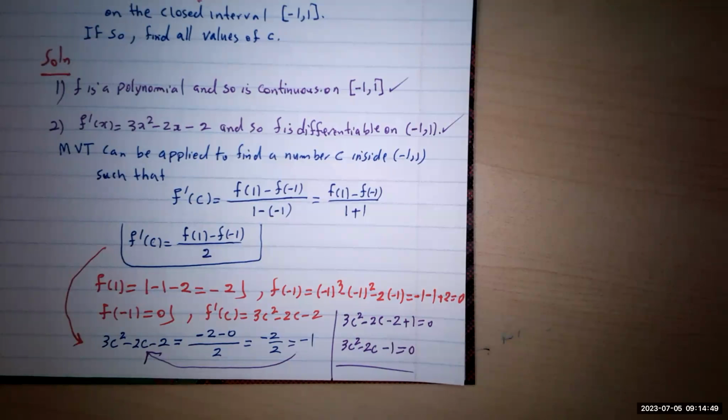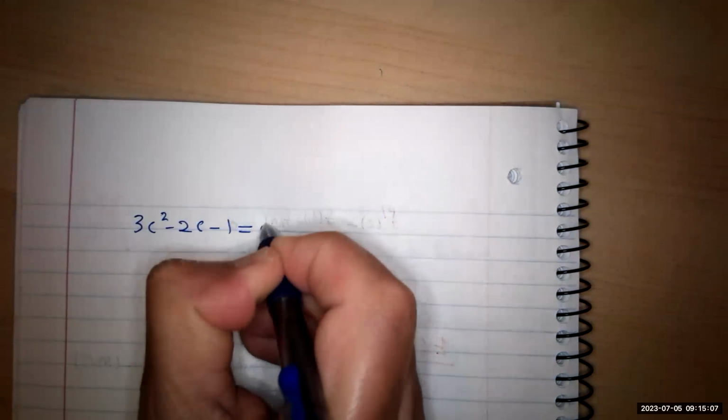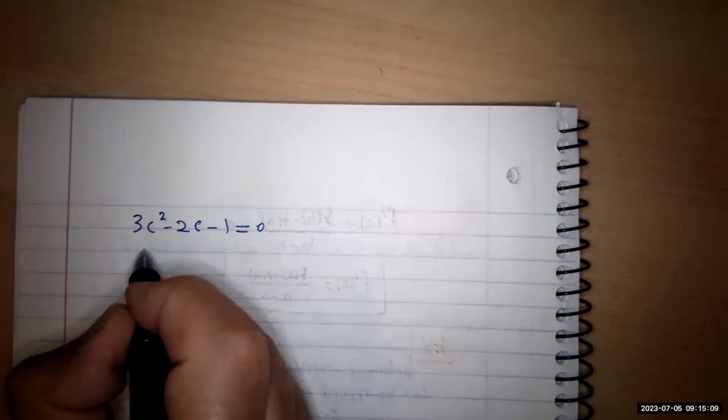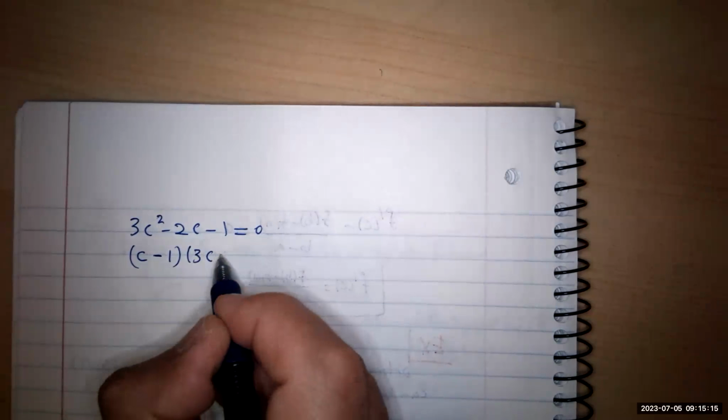Or use the quadratic formula. So you have various choices. Make sure you are able to do it. I'm going to do it on the other side, but you may have to use the quadratic formula again, so be prepared. So this is the equation that you want to solve: 3c squared minus 2c minus 1 equals 0. You can factor it if you like. That gives (c minus 1) times (3c plus 1) equals 0.